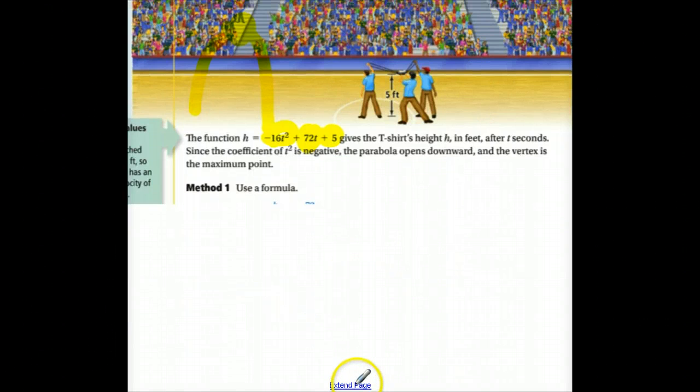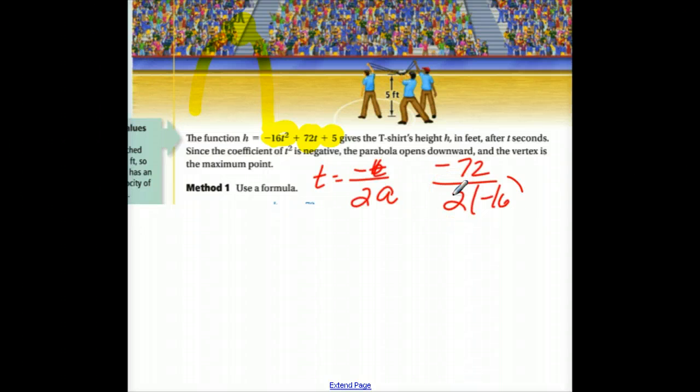All right, so method 1. First, instead of x I have my t. I need to find my vertex or axis of symmetry, which is negative b over 2a. So if I plug that in, negative 72 over 2 times negative 16, do the math, I get 2.25. So 2.25 is my t value. That means I'm going to reach my maximum height after 2.25 seconds. The t-shirt will be at its maximum height.